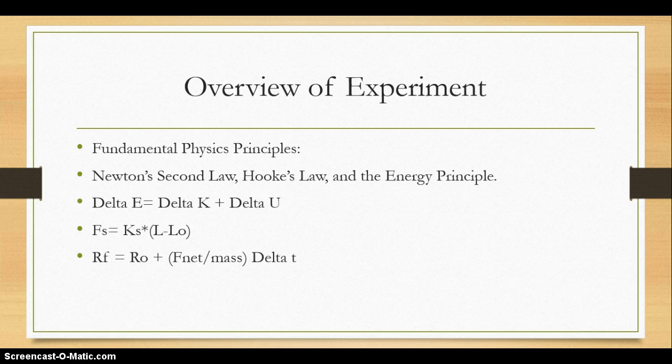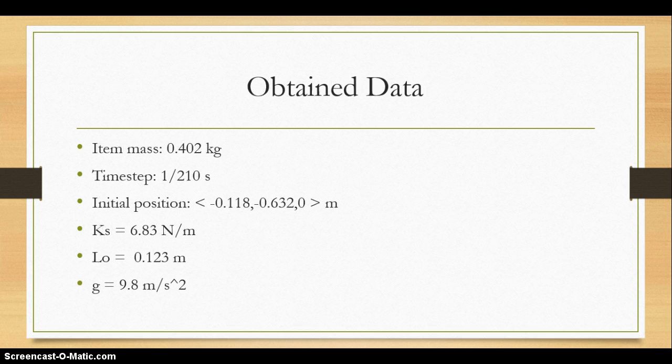Second, we have Hooke's law, which is the force of the spring, Fs equals Ks times (L minus Lo), which means that Ks is the constant for Hooke's law, and L minus Lo equals the position minus the relaxed position. And finally, the usual Newton's second law, which is r final equals r initial plus F net over mass times delta t. Then, for the obtained data, we know that the item mass is 0.402 kilograms.